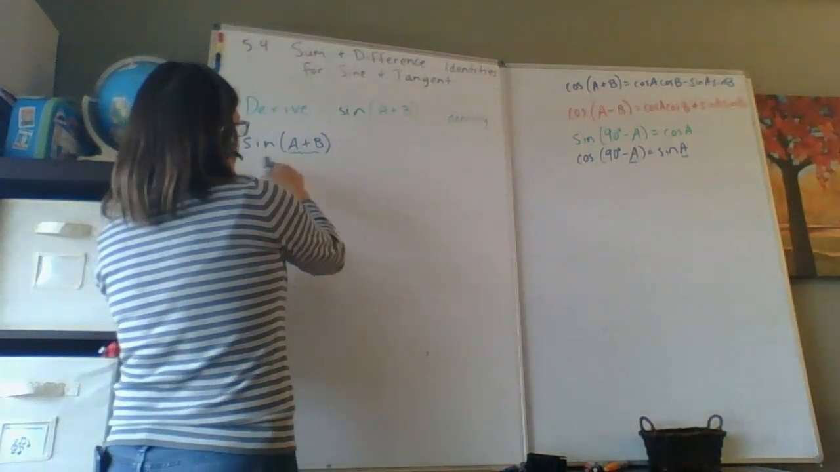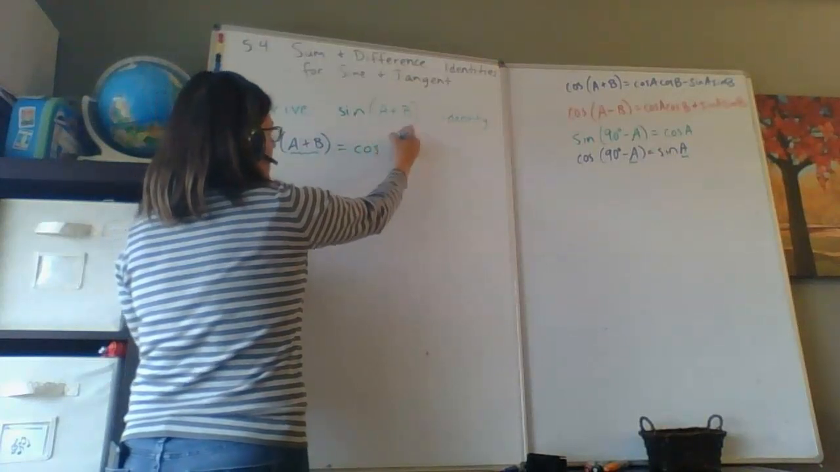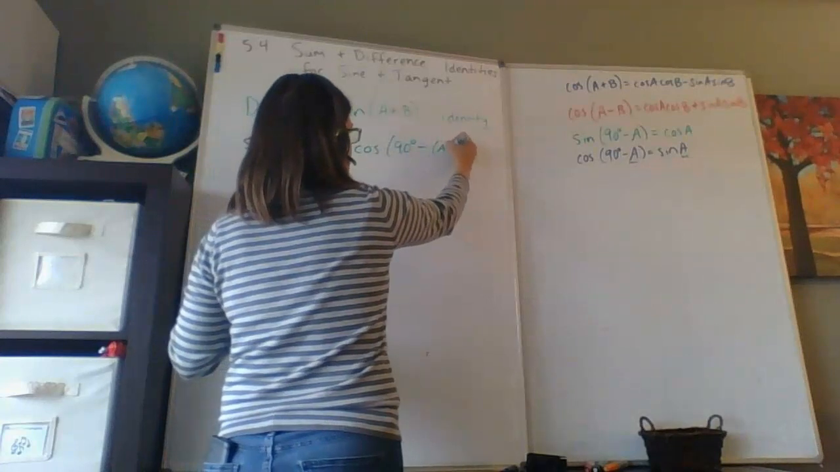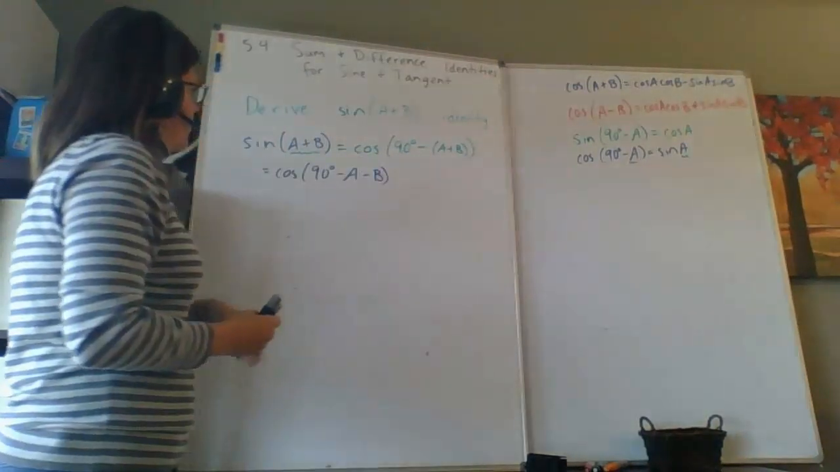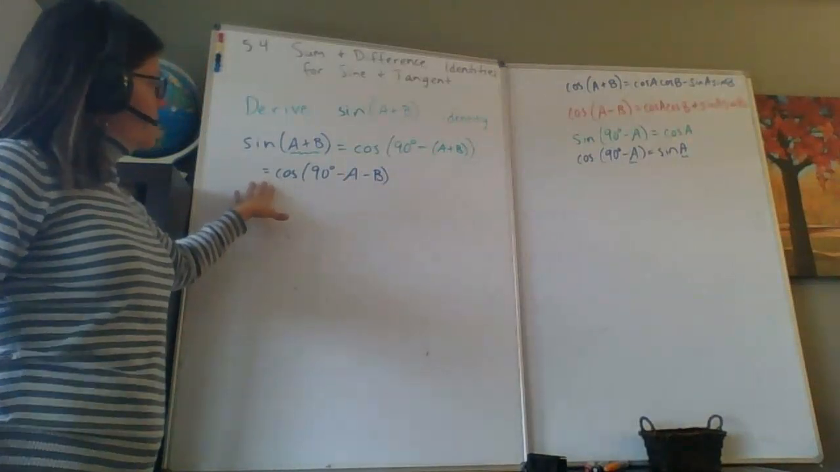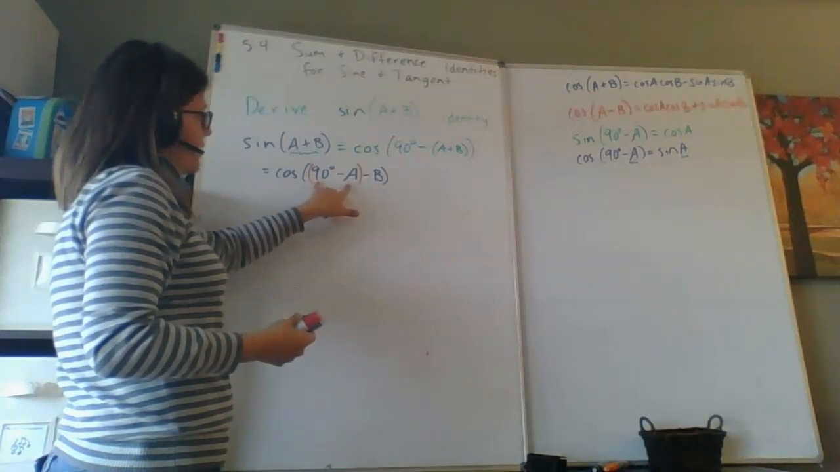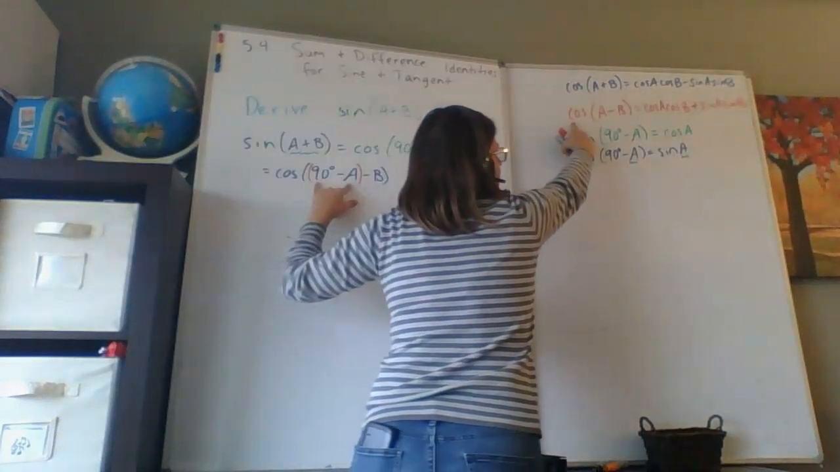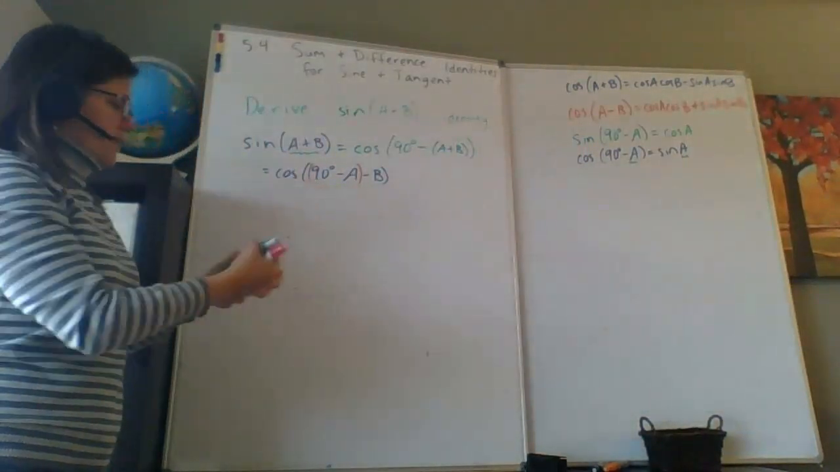So we have that sine of a plus b is the same as cosine of 90 degrees minus this angle, which is a plus b. Now we need to distribute the negative to a and b. So we get cosine of 90 degrees minus a minus b. We're going to group 90 degrees minus a as one angle and apply the cosine of a minus b formula, or the couscous formula as I like to call it.